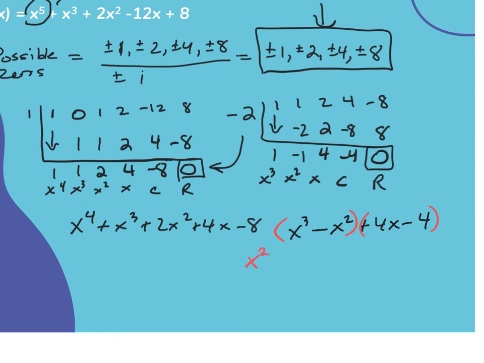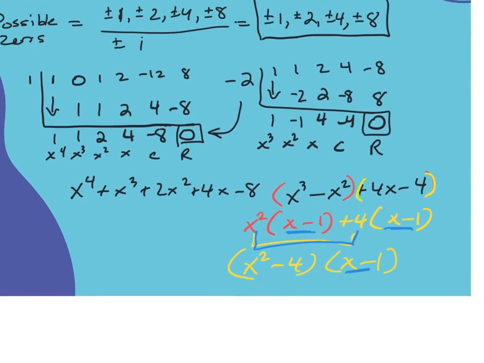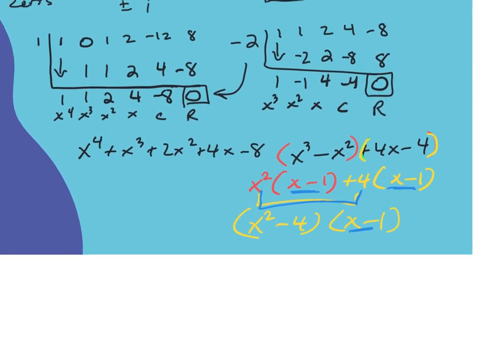So the GCF of this first group is going to be x squared. And let me do this one in yellow, so it shows up better. Then my GCF of this group is going to be 4. Take the two that are alike and write it once, rather. So the x minus 1 gets written once, and then you take the two GCFs. So now these are the other factors.